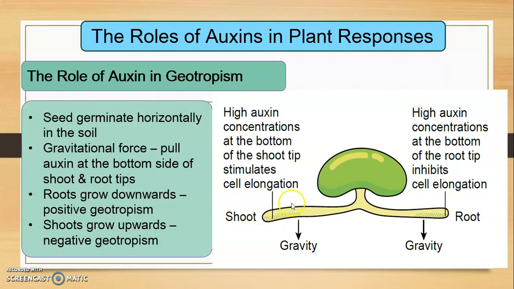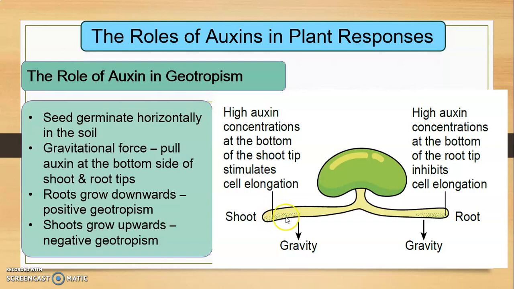For the shoot, high auxin concentration at the bottom of the shoot tip stimulates cell elongation. Do you still remember that high auxin will cause cell elongation? So at the bottom side, it will elongate more than the upper side.